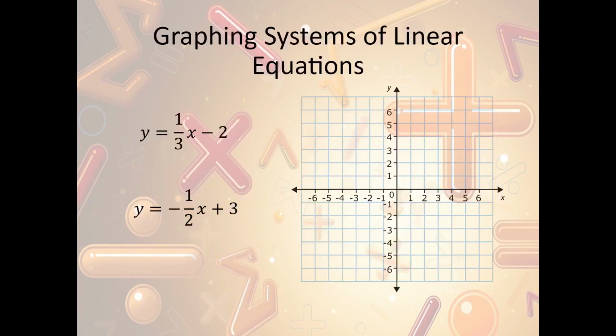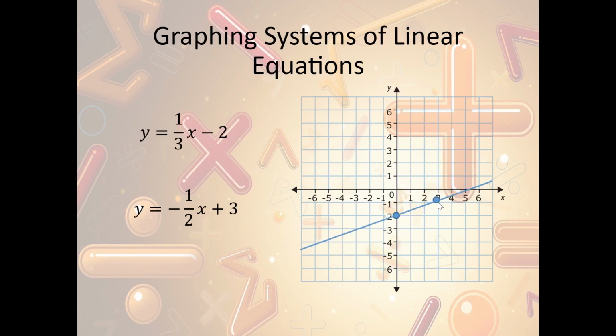Now let's take a look at how we can graph systems of linear equations. So all this really means is we're going to graph both of these lines at the same time. So on the first one, we'll go ahead and graph this. So we're going to plot our y-intercept, which is -2. So we're going to go down 2 and plot our point. And the slope is 1/3. So we're going to go up 1 to the right 3, plot our point, and connect the dots.